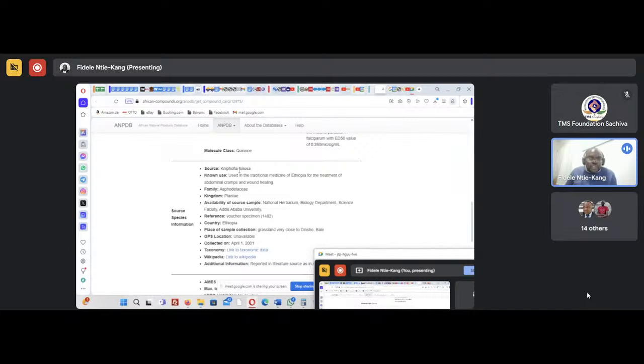And from the compound card you have here, it tells you that the compound was identified from a species of the Kniphofia genus. This particular species is known traditionally in Ethiopia for the treatment of abdominal cramps and wound healing. It gives you the plant family and the kingdom, Plantae, because it tells you where these species are available, because samples of these species have been collected in the National Herbarium of the Science Faculty of Addis Ababa University with the voucher specimen number there.